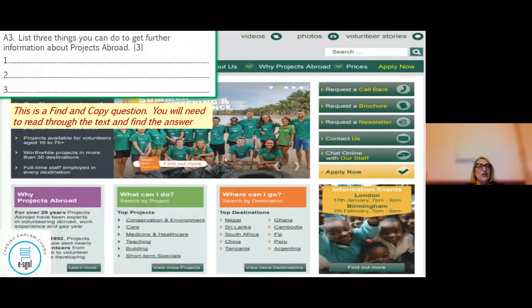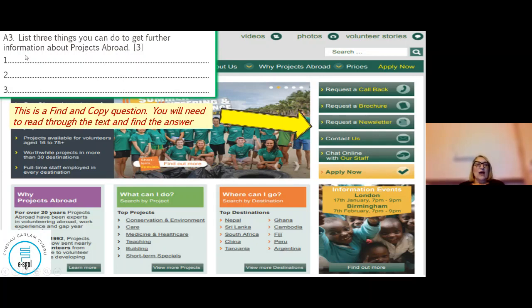Okay. The next question then, it says list three things about how to find out information about Projects Abroad. Sorry. Okay, so here we have a list of things that we can do. So we can request a callback, we can request a brochure, we can request a newsletter, you can contact them, you can chat online with their staff. You can also attend information events. So we can pick any of those.